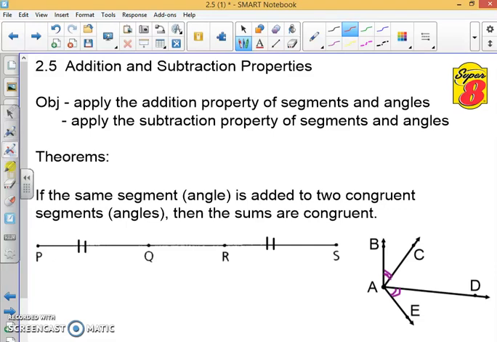Hey everybody, Mr. Covey here. Today we are going to talk about 8 super important theorems about addition and subtraction of angles and segments. So let's get into it.